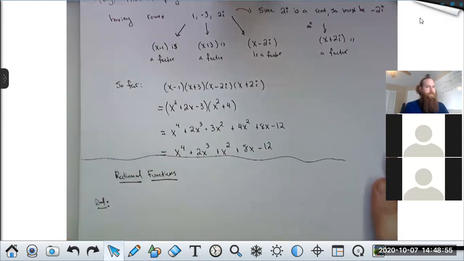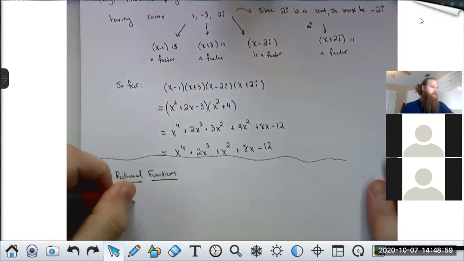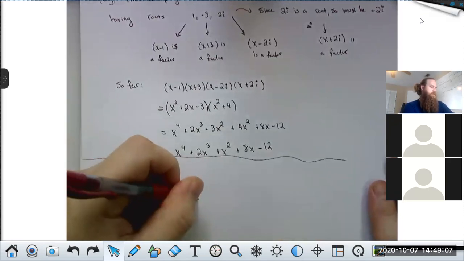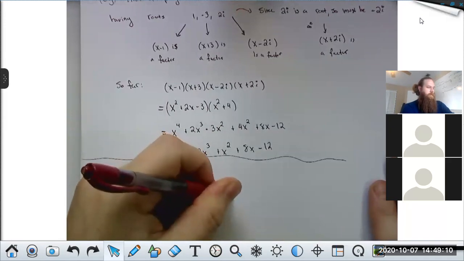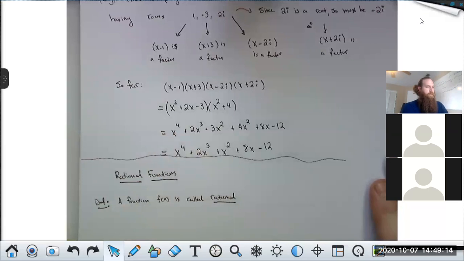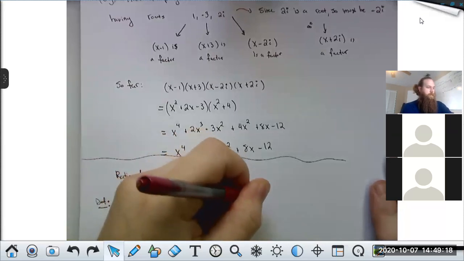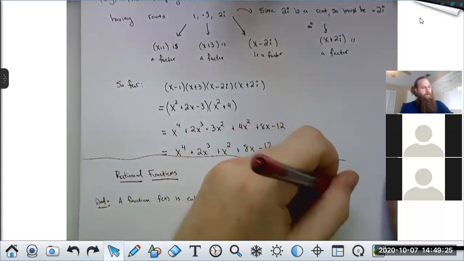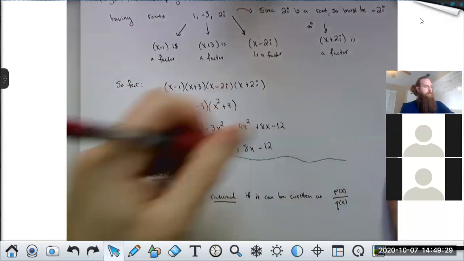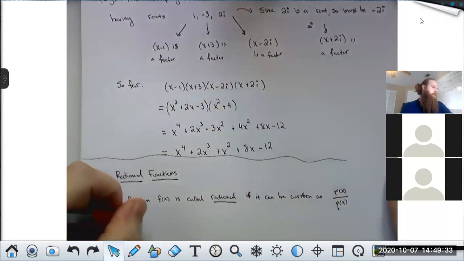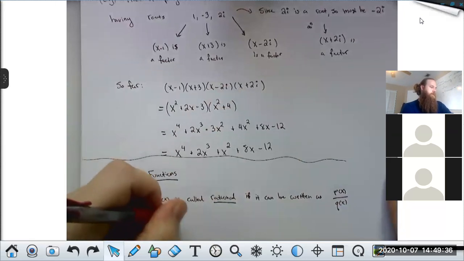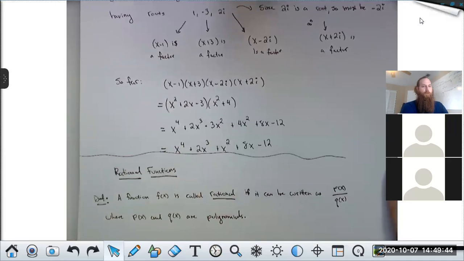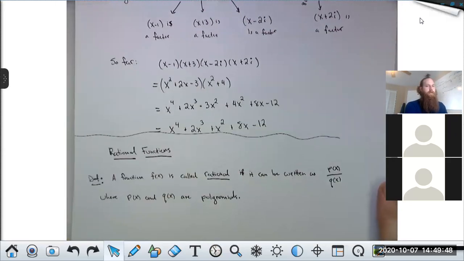The definition of a rational function isn't as intimidating. A function f of x is called rational if it can be written as p of x over q of x, where p of x and q of x are polynomials. So it kind of leans on the definition of polynomial.